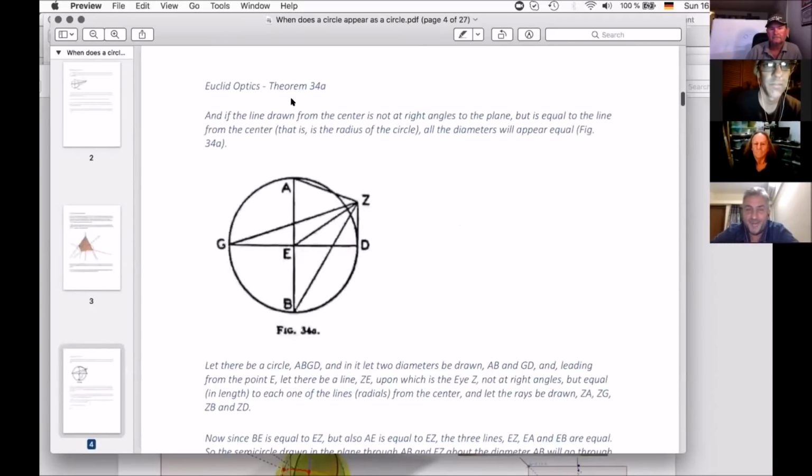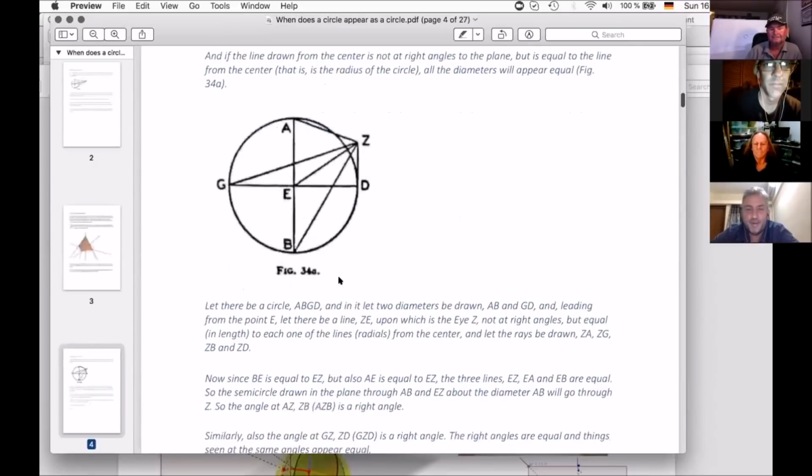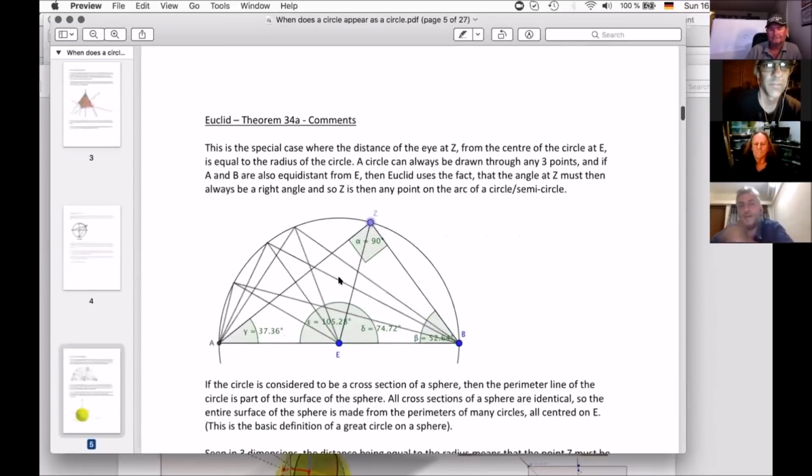But there's also another case where everything will look like a circle to me. Again, this is the Euclidean original proof, and I modeled it in GeoGebra again. It's the special case where the radius of the circle, from E to B, is the same as the distance you are away. In the first one, it didn't matter how far I went away from the circle, it would always appear as a circle, just smaller or bigger. In this case, I am exactly at a distance from the circle that is also the radius of the circle. It's a special case.